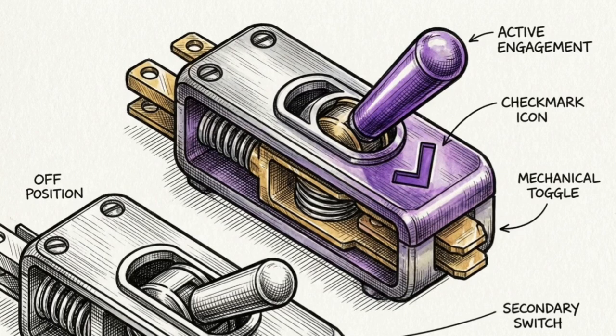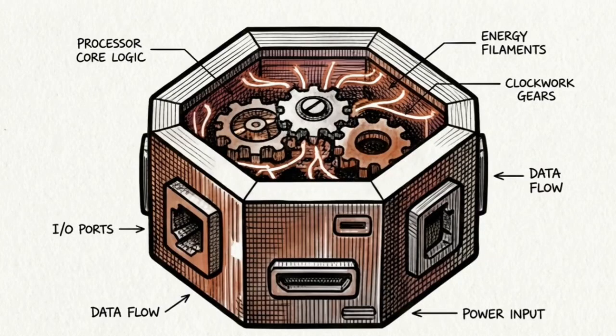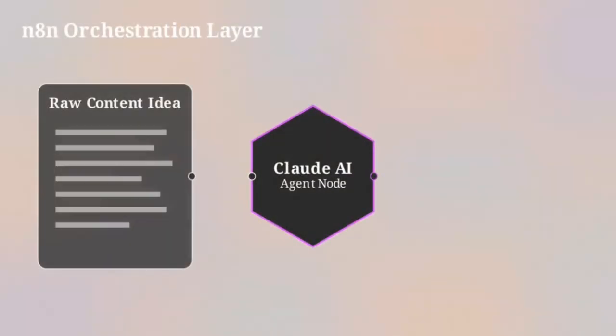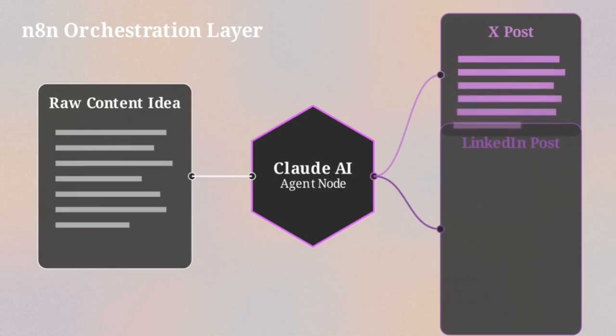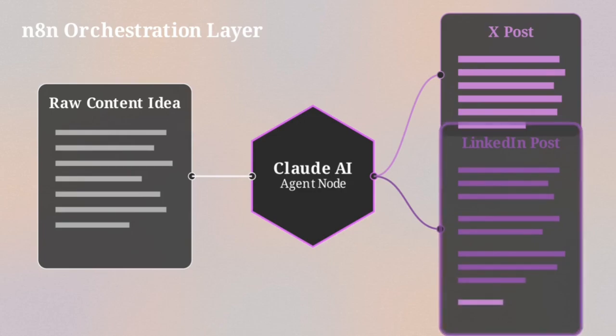Using a deliberate status change ensures that only finalized, vetted ideas move into the automation, preventing half-finished posts from going live. That data packet is caught by N8N, acting as the central logic center for the operation. Within N8N, we route the raw idea into an AI agent node connected to Claude. The AI performs 2 tasks at once. First, it condenses the raw text into a sharp 280-character post, specifically formatted for the constraints of X. Simultaneously, it expands that same core idea into a professional post, with the line breaks and structure expected on LinkedIn.